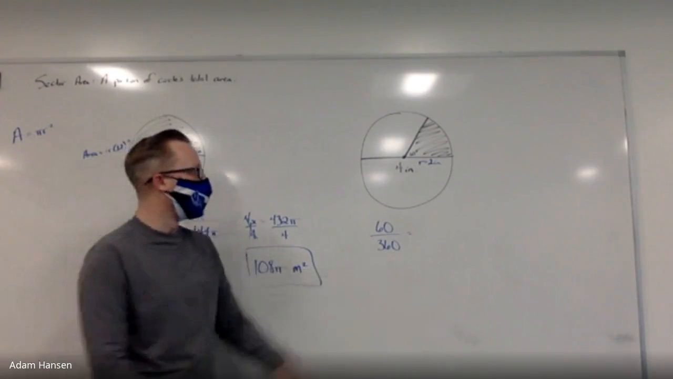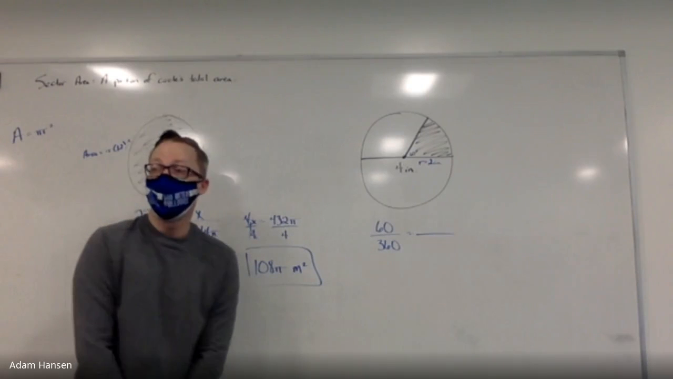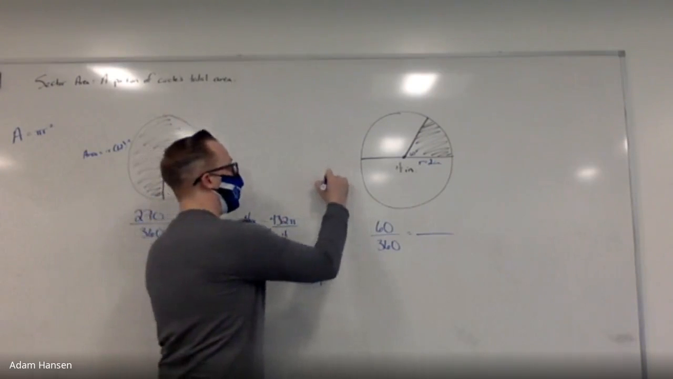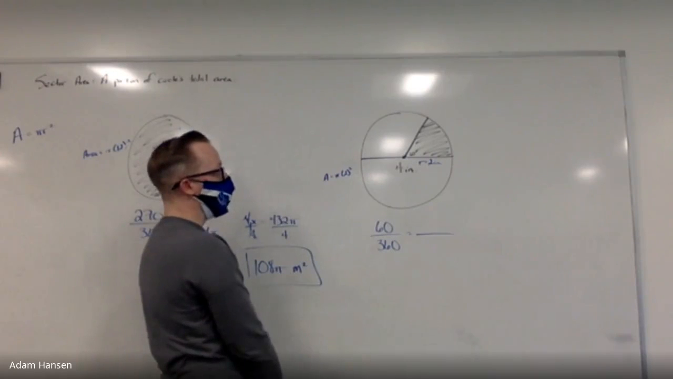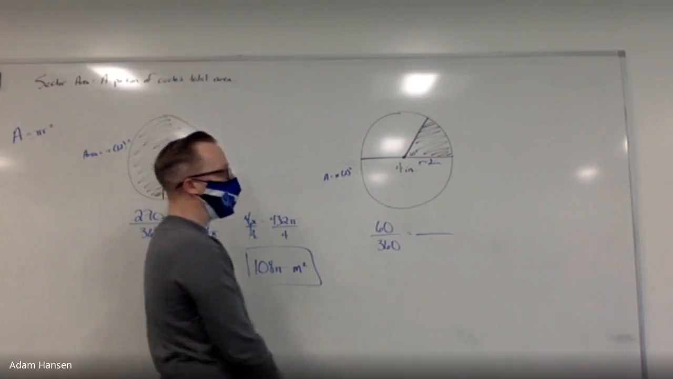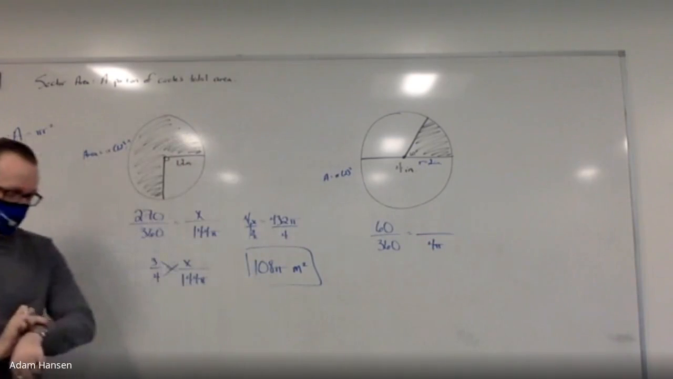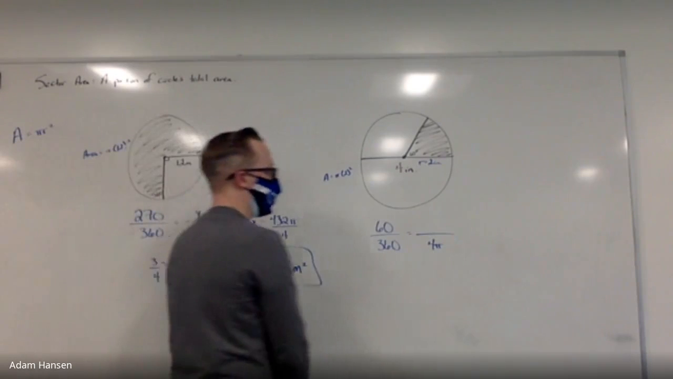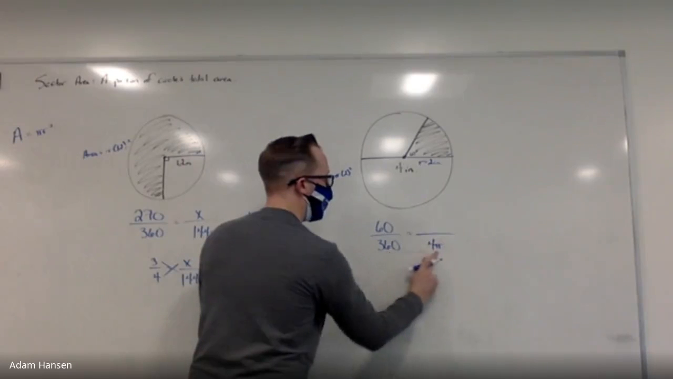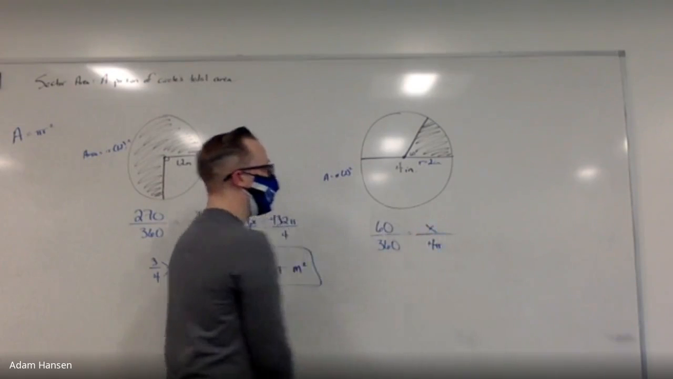If I had the full circle, what would its area be? 4 pi. Because the area of a circle is pi times the radius squared. Since our radius is 2, pi times 2 squared is 4 pi. The full circle with area of 4 pi, what part would 60 degrees be worth?